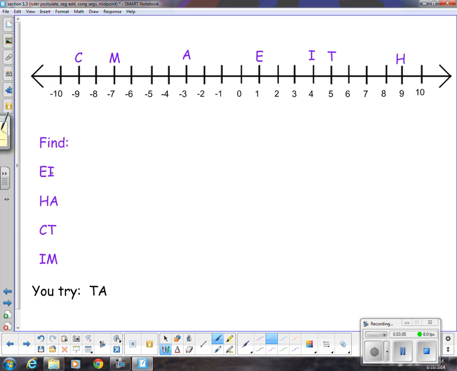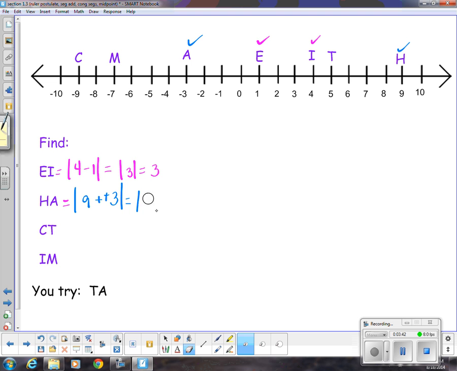So if I want to find the distance, because there's nothing on top, from E to I, here is E, here is I, so it is going to be the absolute value of 4 minus 1. Remember I said if you add, subtract, multiply, or divide, I must see the work. So that's going to be 3. The distance from H, where's H? Let me get a different color. H is here, A is over here. So I'm going to say that's the absolute value of 9 minus a -3. Now when we subtract a negative, it's the same thing as adding a positive. So that's going to be the absolute value of 12, or 12.